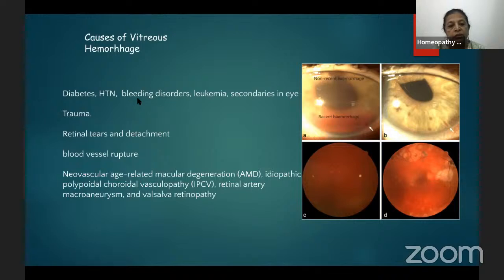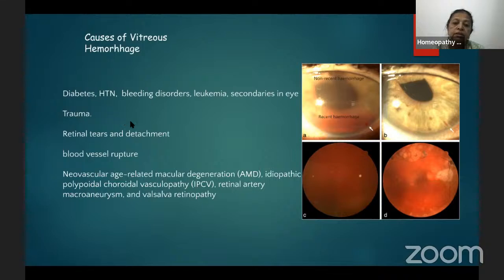And of course, other very rare causes are there, which are bleeding disorders, where there's a hemophilia or leukemia, or secondaries in the eye because of some primary cancer in the body. So the most common are diabetes and hypertension, and of course, history of injury. And in case of retinal tear, because sometimes it happens that you want to see what is the cause. There is no history of diabetes, there is no history of hypertension, no history of any other systemic disease.